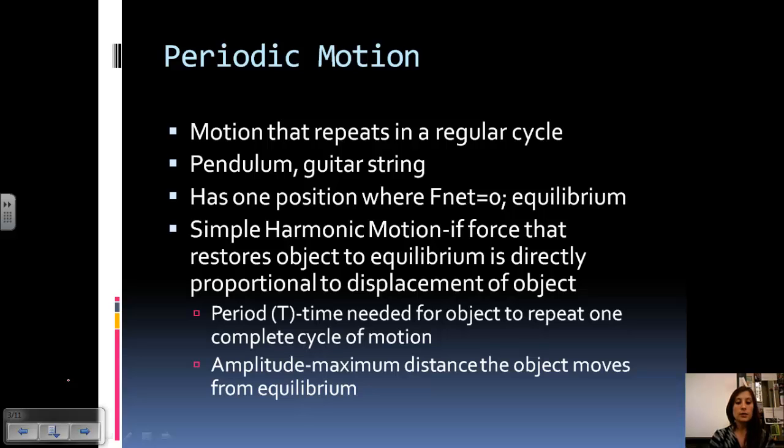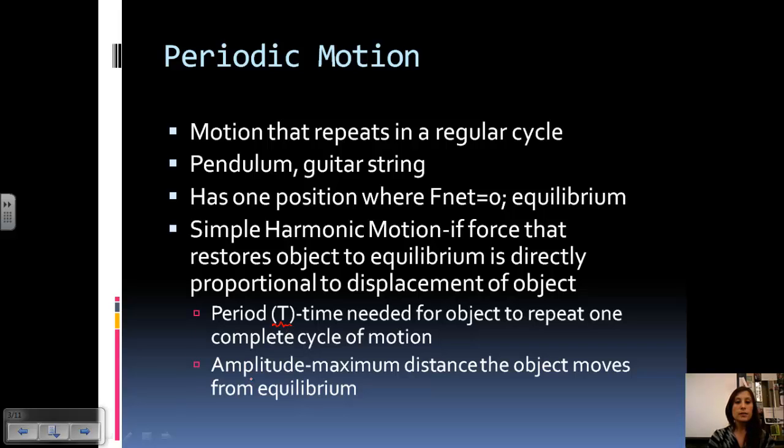The first part is the period, which if you remember from before is a capital T. And this is the time needed for the object to repeat one complete cycle. So for a guitar string, it's the up and the down and then back to the equilibrium position. That would be one cycle.